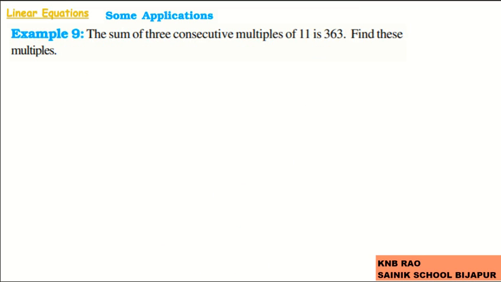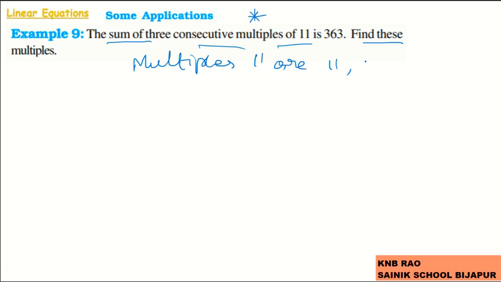Then coming to example number 9. The sum of 3 consecutive multiples of 11 is 363. This is also a very important question, children. Find these multiples. Multiples of 11: if you are finding them, let's say the first is 11, another is 22, 33, 44 and so on. Now remember, if I say there is one fellow as x, next to that fellow will be 11 more than x, and next to that fellow is 22 more than x.